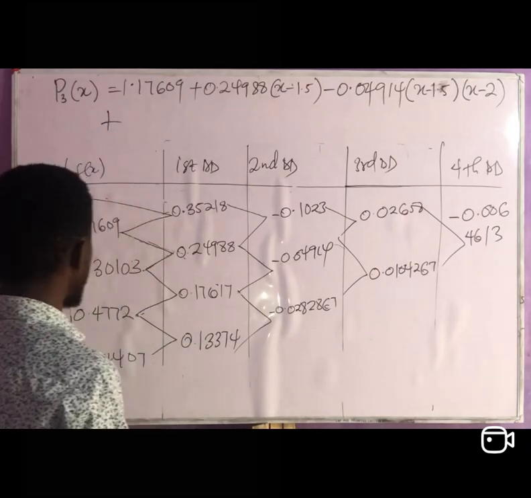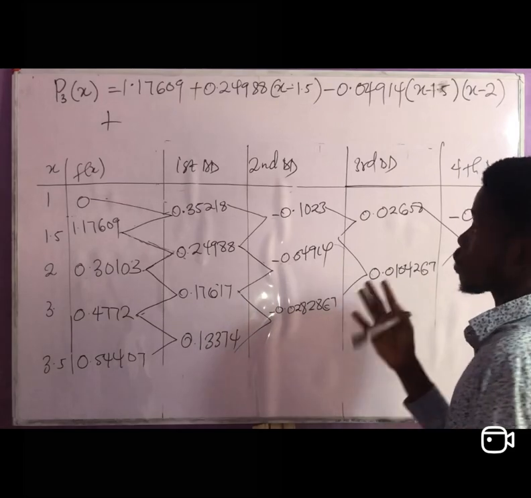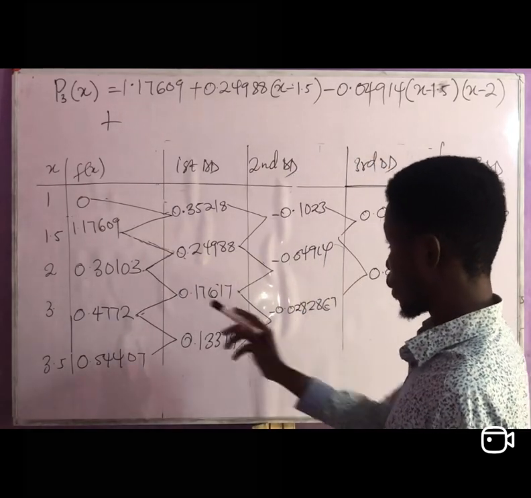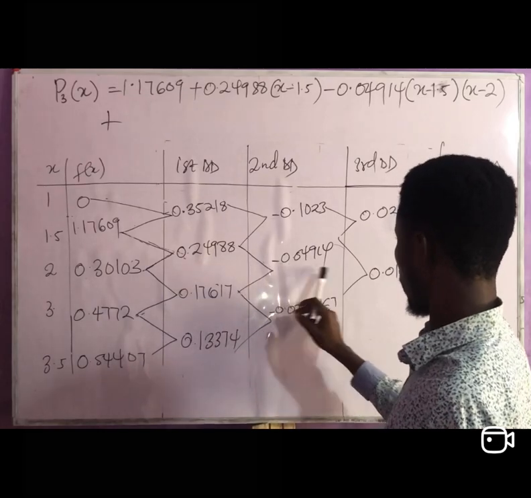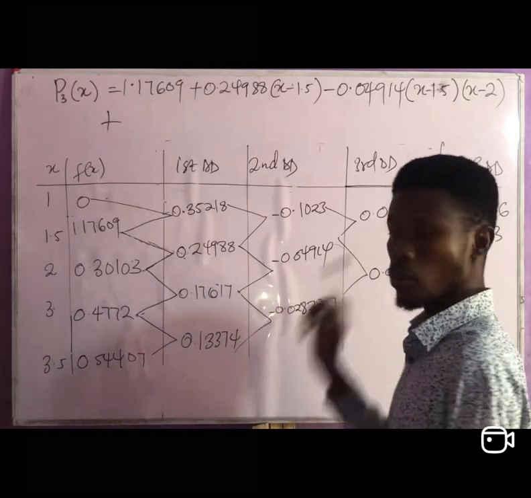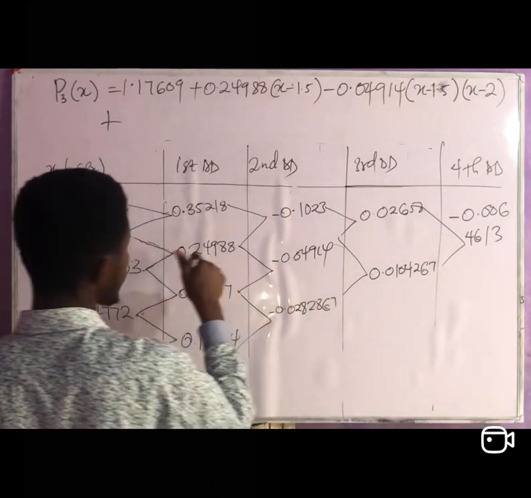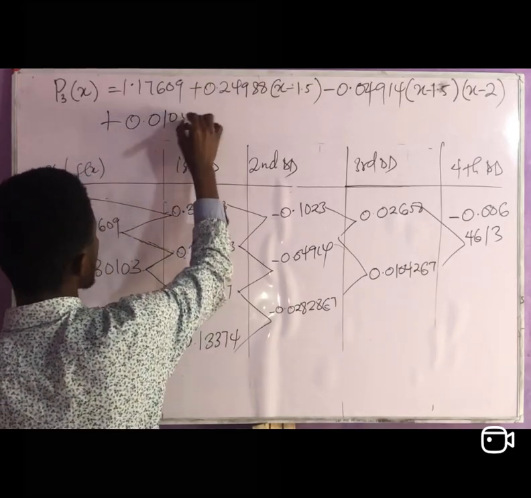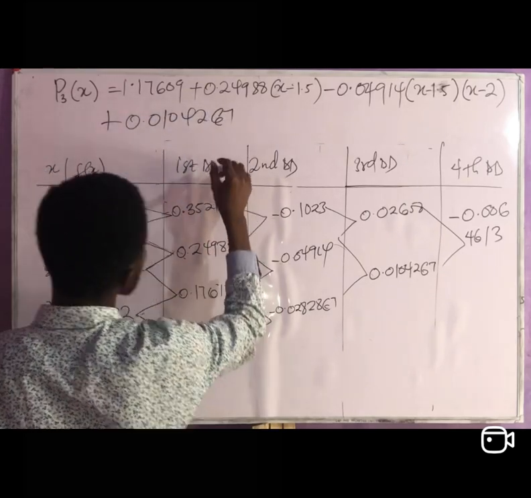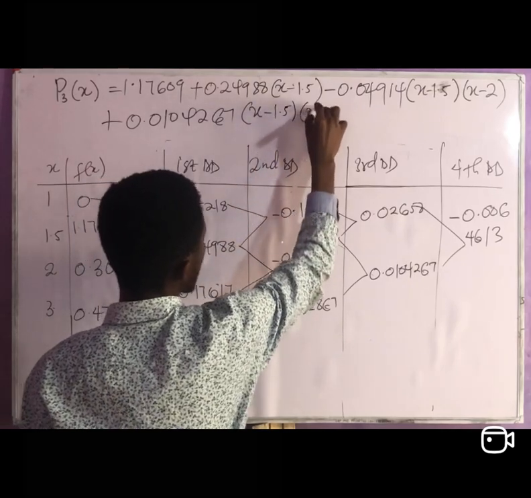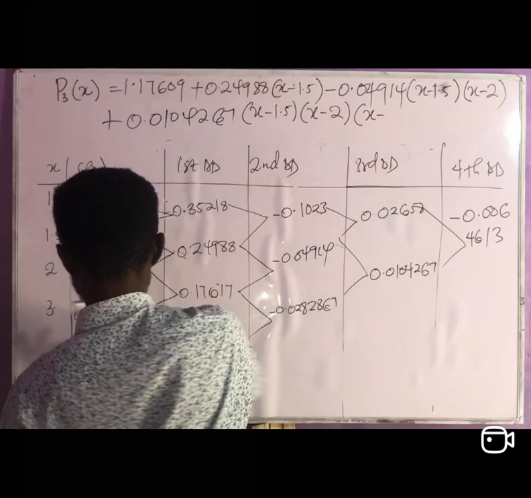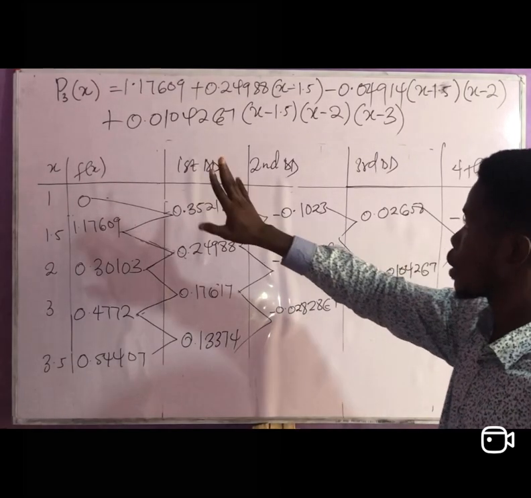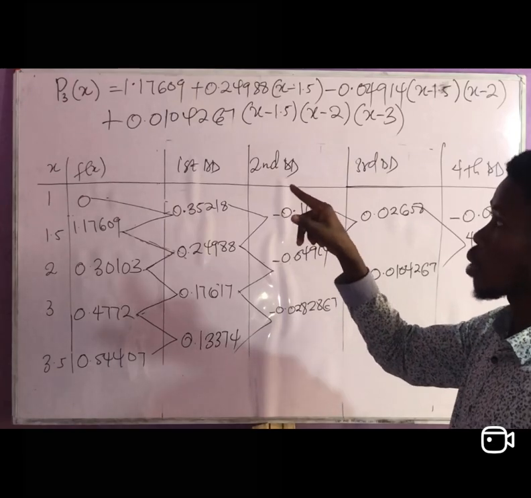Plus, you are now moving to B3. So from here, you move to that side. We need 4 data points. So 4 data points, that will be 1, 2, 3, 4. That's the 4 data points. But in moving, you start from here, you move to this direction, you move to this direction, then you come and end here. That is 4. So this one, you are going to have 0.0104267, starting from x minus 1.5, x minus 2, x minus 3. So this is what we have for the P3 of x.